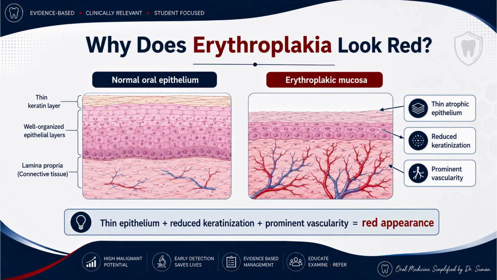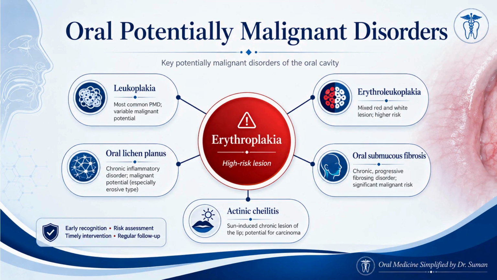So, when we describe a lesion as red and velvety, we should remember that the color may represent deeper biological significance. Erythroplakia belongs to the group of oral potentially malignant disorders, commonly called OPMDs. These are the lesions or conditions that carry an increased risk of cancer development. In oral medicine, oral potentially malignant disorders are important because early recognition and timely diagnosis can significantly influence patient outcomes.